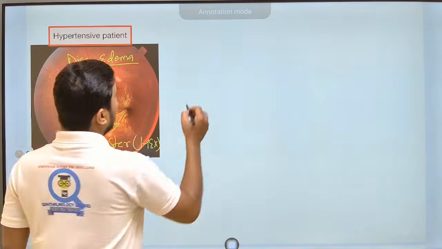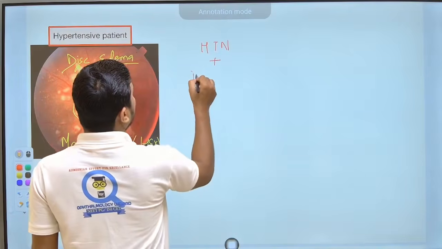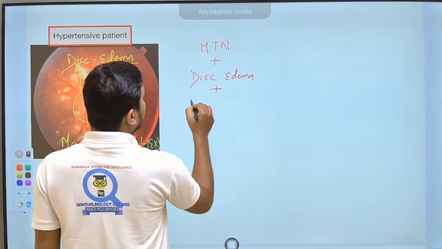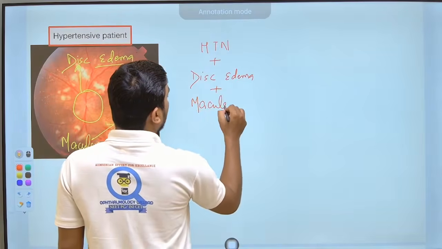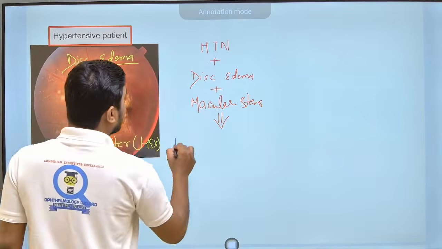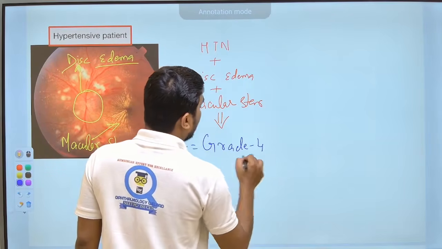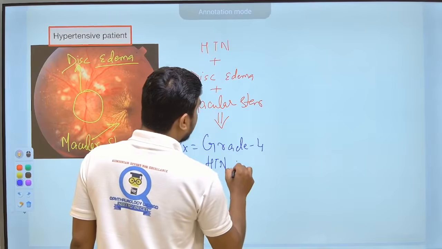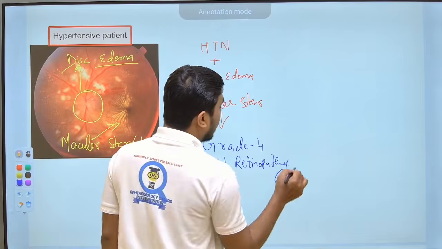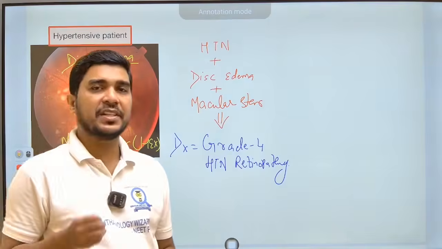So when there is a hypertensive patient plus disc edema plus macular star, then what is this? The diagnosis is grade 4 hypertensive retinopathy. Okay, it's a grade 4 hypertensive retinopathy, or we can also say malignant hypertensive retinopathy.